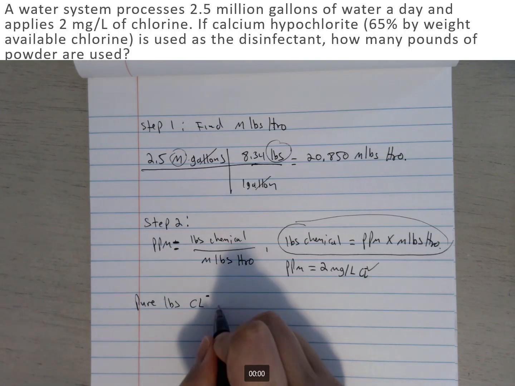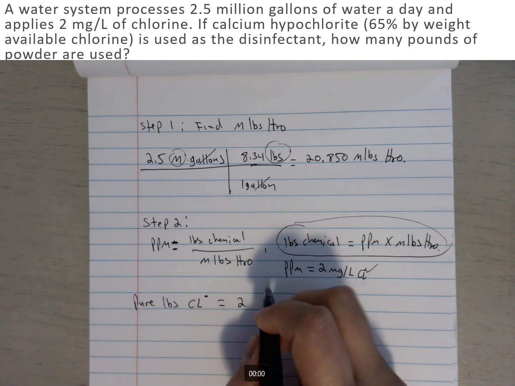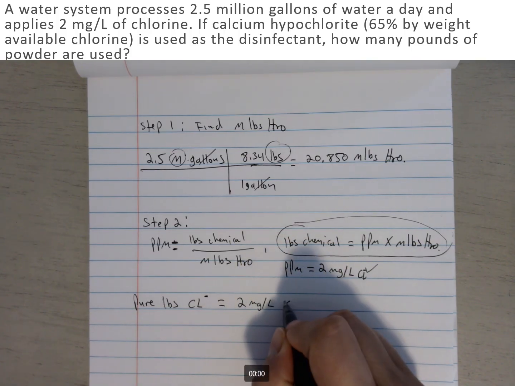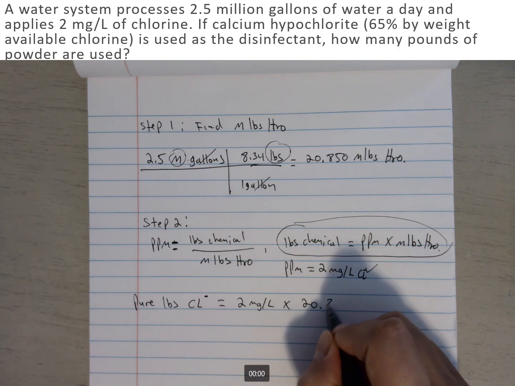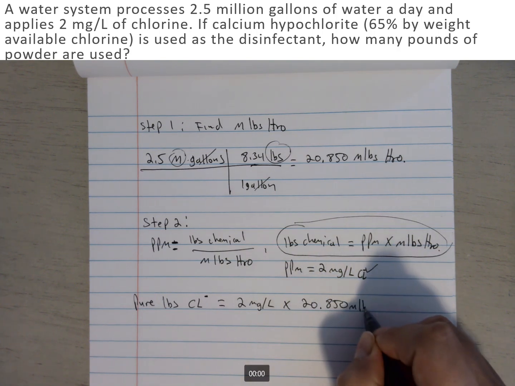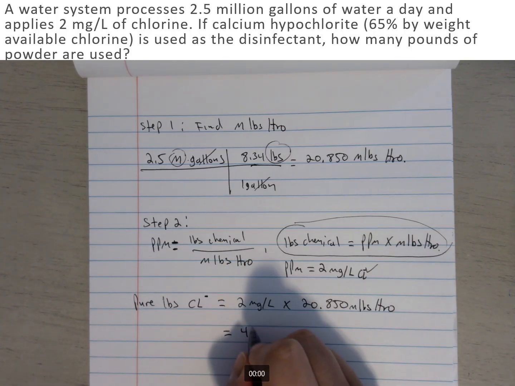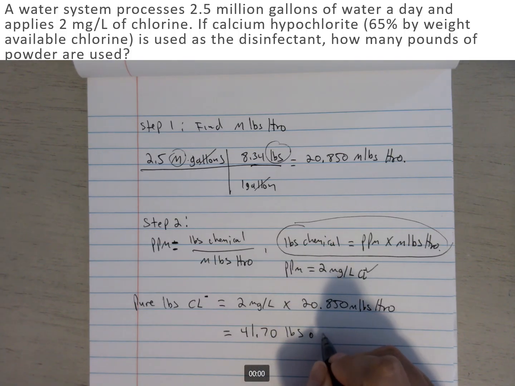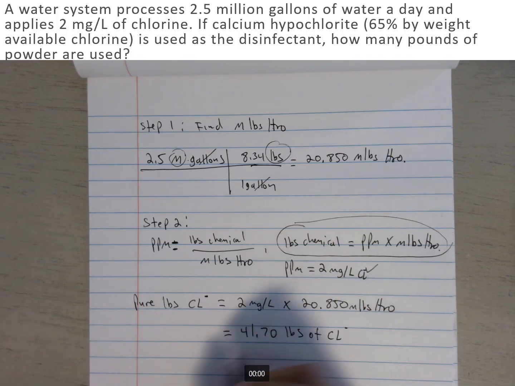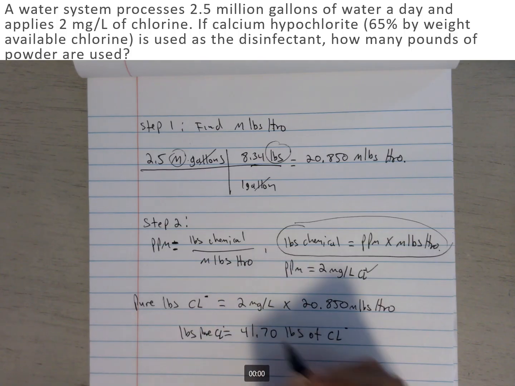Pounds of pure chlorine is equal to our part per million concentration, 2 milligrams per liter, multiplied by our million pounds of water, 20.850. This gives us 41.70 pounds of pure chlorine, right?